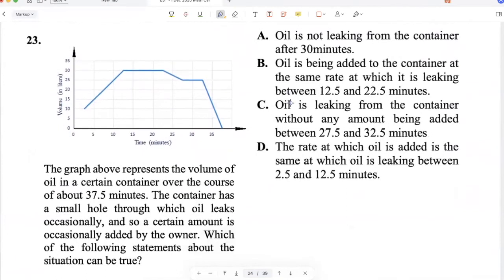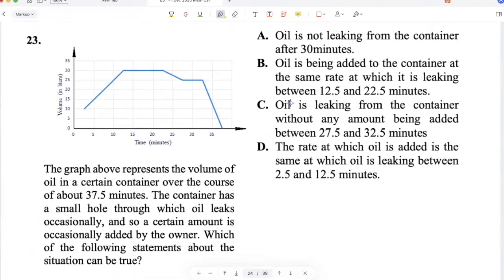Okay. The graph above represents the volume of oil in a certain container over the course of 37.5 minutes. The container has a small hole through which oil leaks occasionally, and so a certain amount is occasionally added by the owner. Which of the following statements about the situation is true?